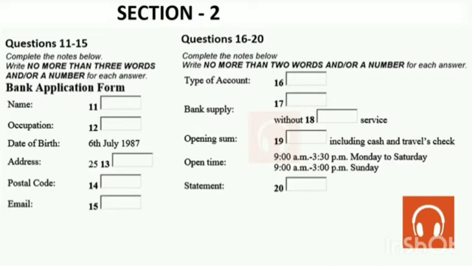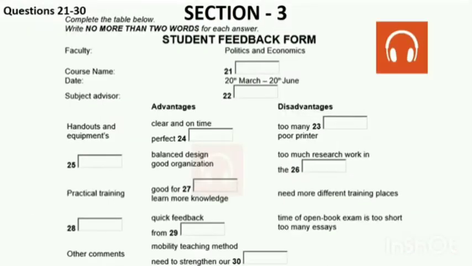Now turn to section 3. Section 3. You will hear a conversation between two students about a course feedback form. First, you have some time to look at questions 21 to 26. Now listen to the tape and answer the questions 21 to 26.